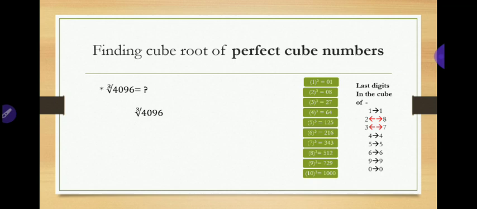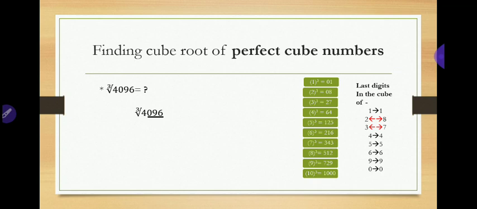So divide the last 3 digits into one group. I have made an underline below that. 096 is my group of 3 digits and the remaining digits will form another group. That is, 4 is the only digit remaining, and that will be the second group.